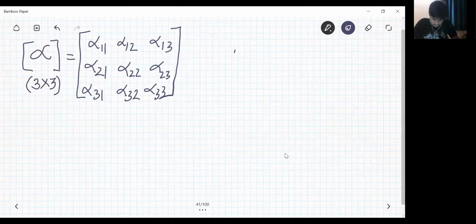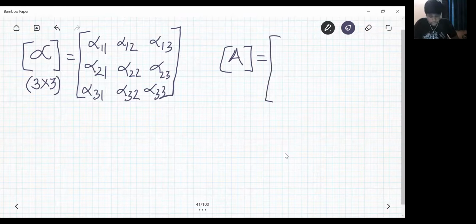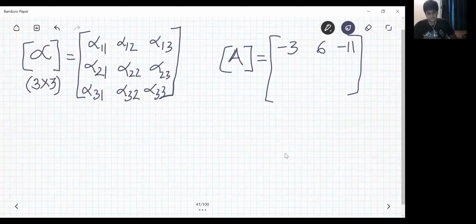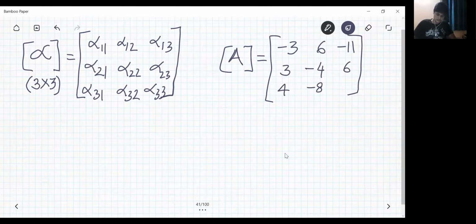Now, given matrix A is: minus 3, 6, minus 11; 3, minus 4, 6; 4, minus 8, 13.